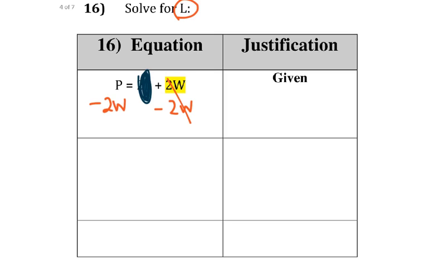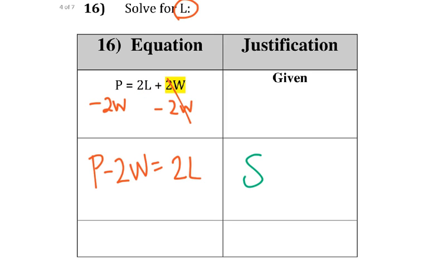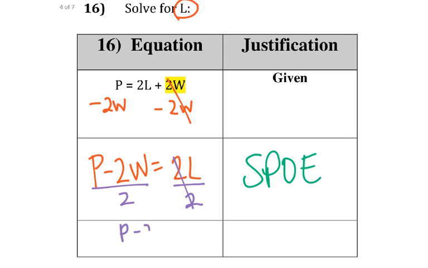The thing that messes everybody up is when you have all these letters, they get a little freaked out because they're like, oh my gosh, there's so many letters. It works exactly the same way as if they were numbers. It doesn't matter. So we subtracted from both sides. So now the only thing I need to do is get L by itself, so I'm going to divide by 2. So I divide the entire other side by 2. So my answer, and that's division property of equality.